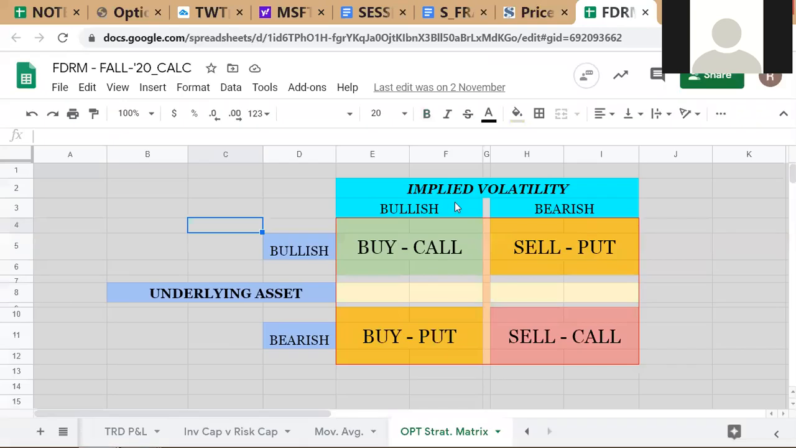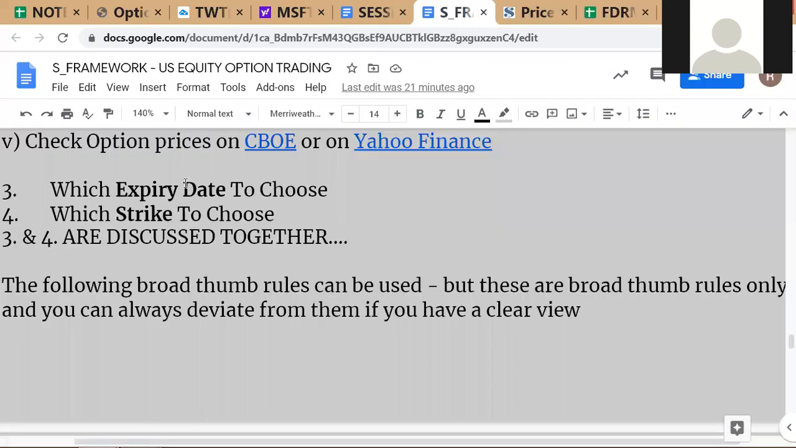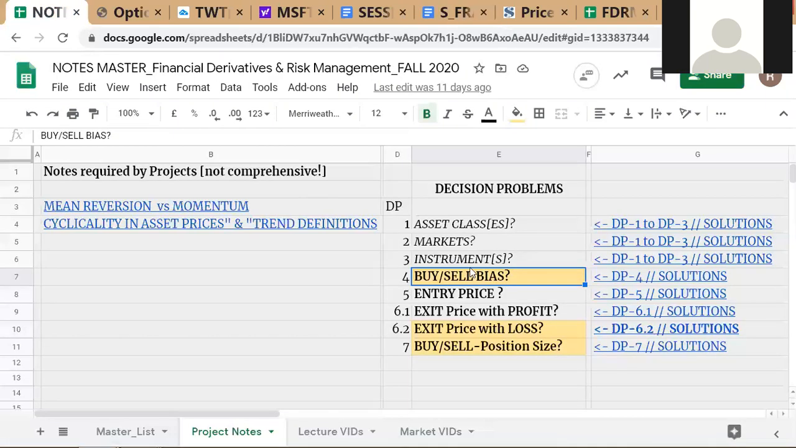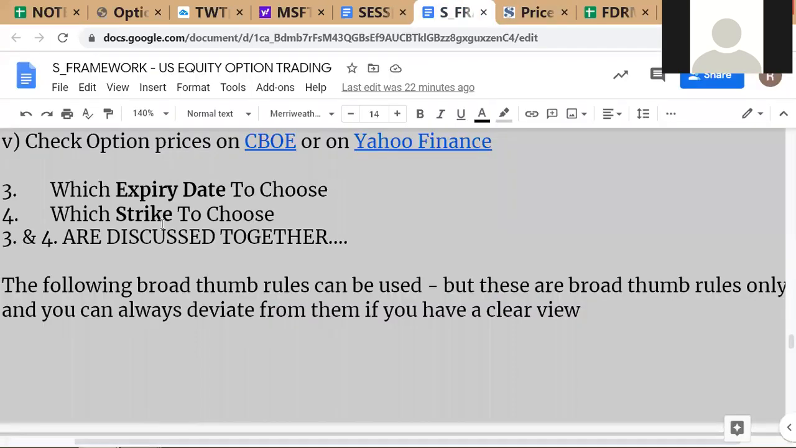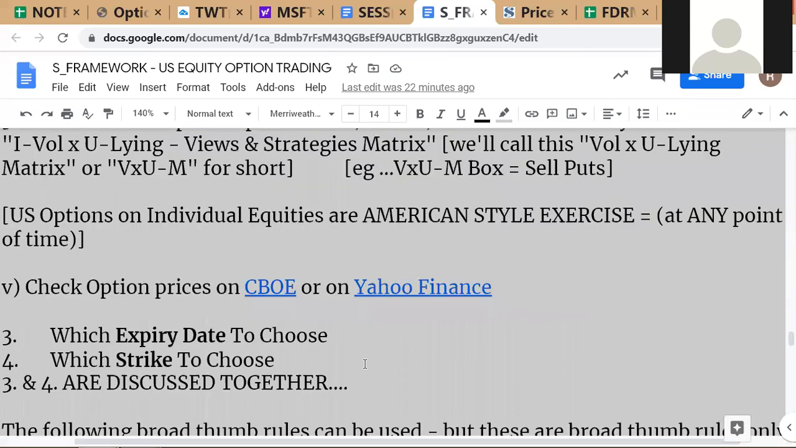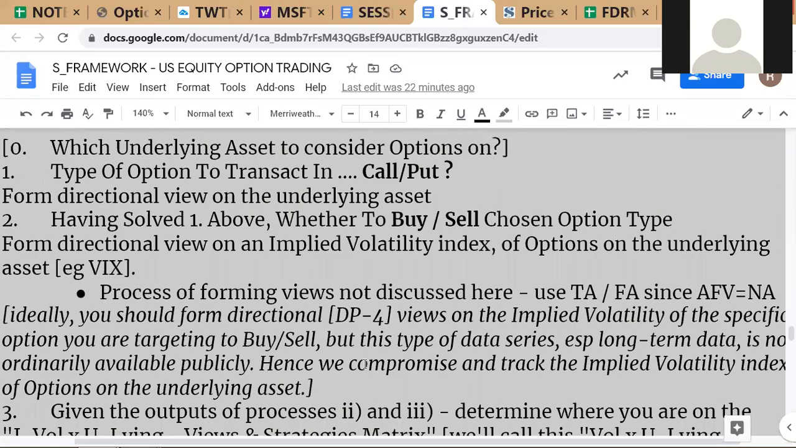And for that, I use this framework. Then additionally, I have to decide expiration date and strike. So there are 4 decision problems under buy-sell bias in the case of options. In the case of spot contracts, there's only 1 decision problem. So just grabbing that, now we are coming to the 4th of those, which strike to choose. All right, so let's look at what we have here.